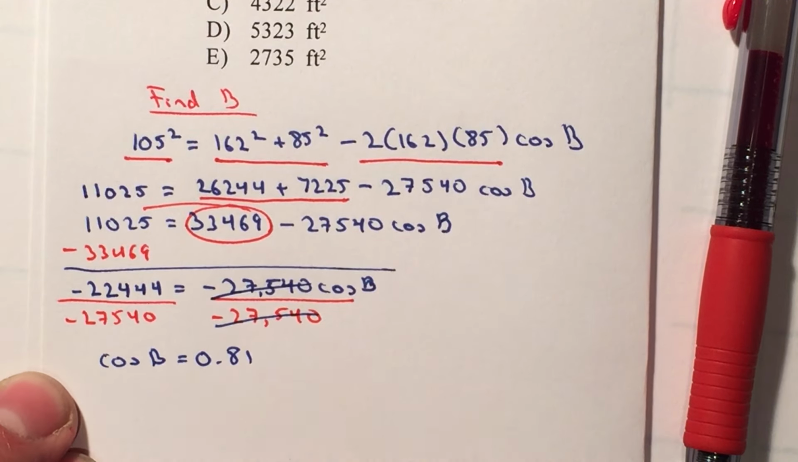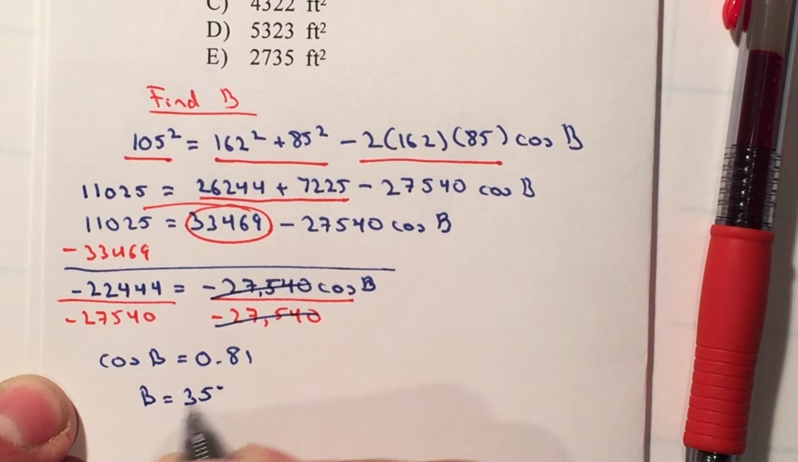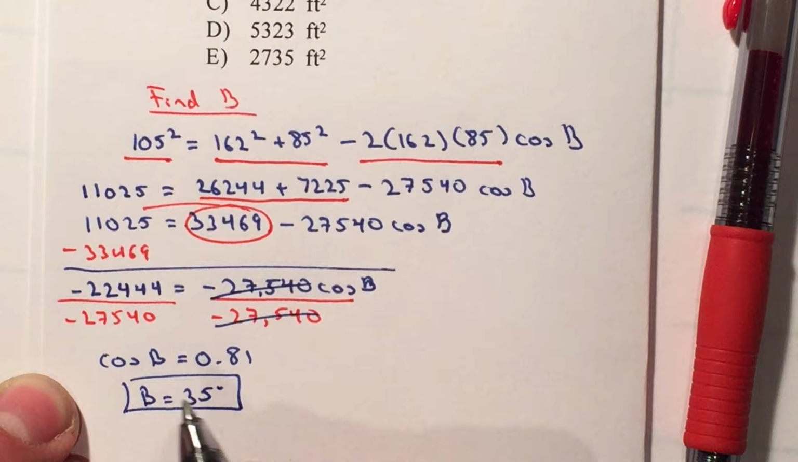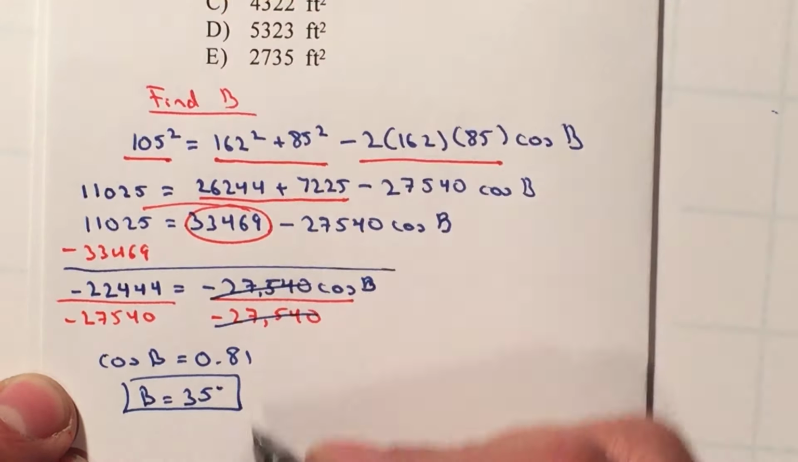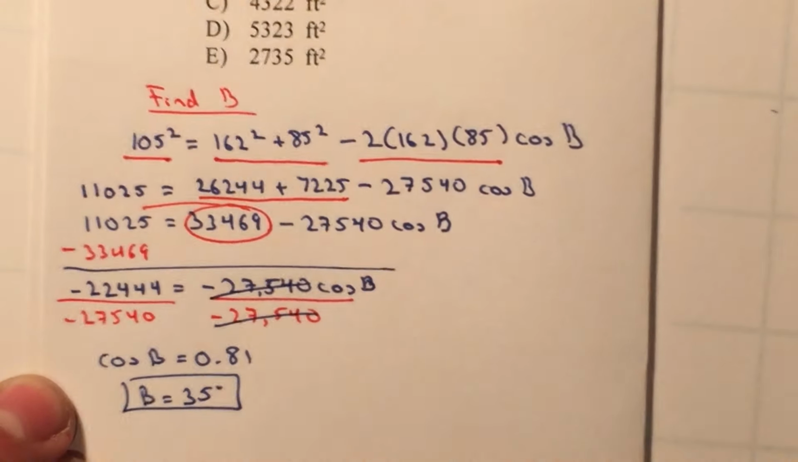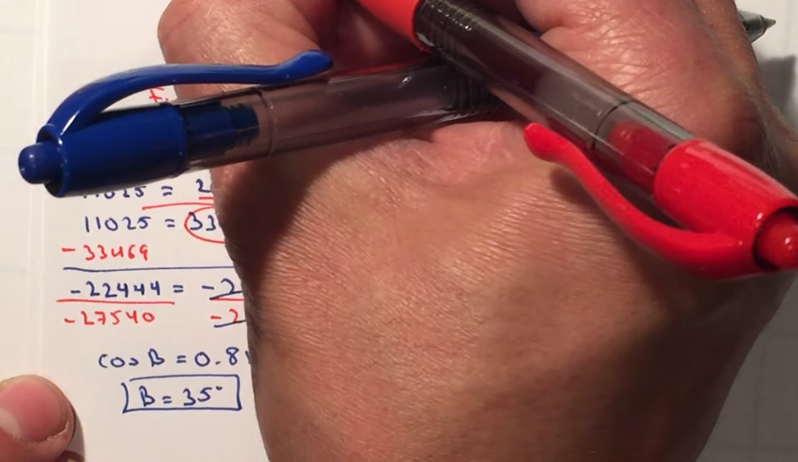I'm still in the calculator. I'm just going to take the inverse cosine of my answer. And that gives me B is equal to 35 degrees. It's 35.4, but we're just going to round it to 35. I'm going to leave that in the calculator so I can actually just use the result and get a more exact answer. So this is 35.